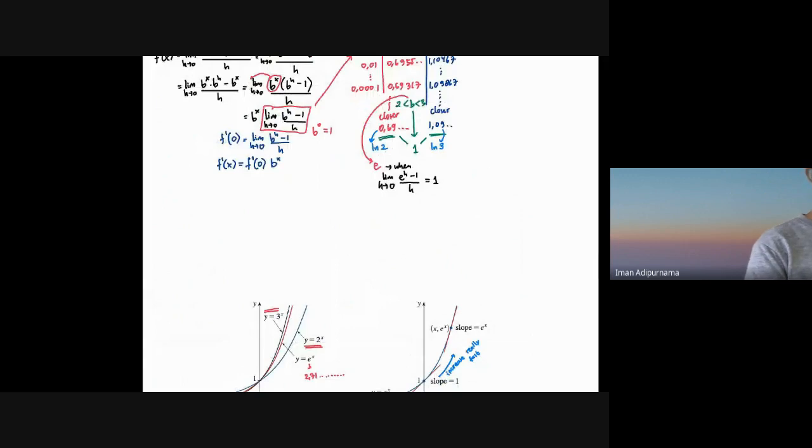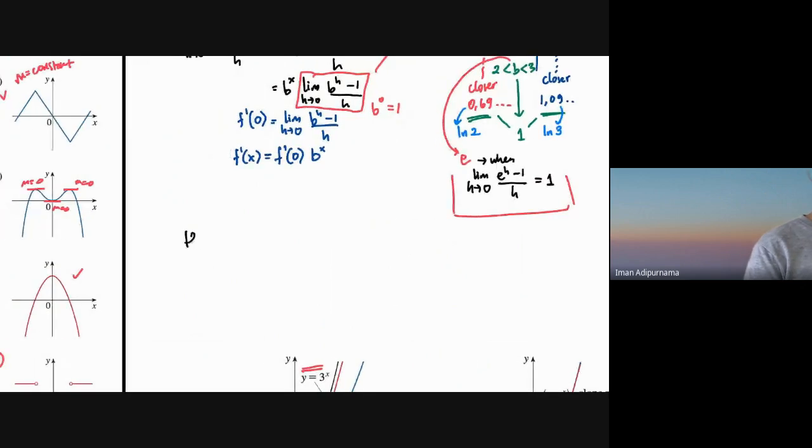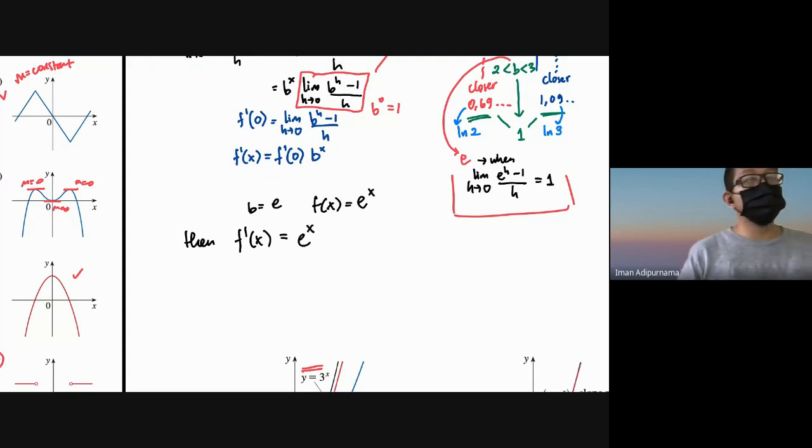Since the definition of e is this, then f prime of x, when b is e, for e to the power of x, f prime of x is just e to the x. So it will be the same thing as the original function, right?